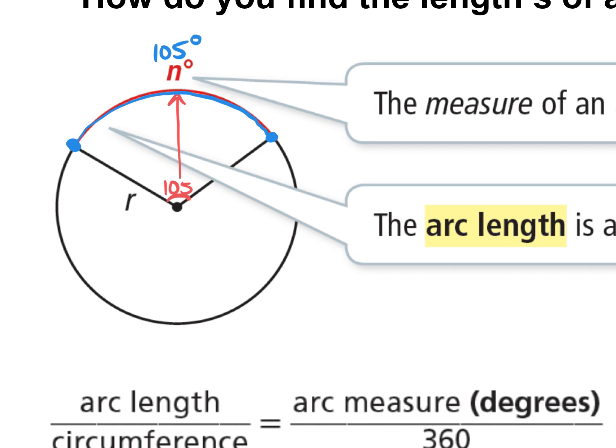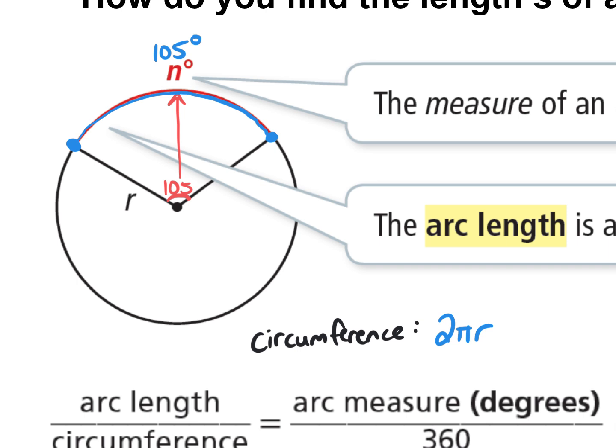Does anyone know how to find the distance around the circle? First of all, what's that called? Circumference. Write that down off to the side of example 4. Does anyone know the formula for circumference? Close. That's area. It is something with pi. The circumference formula is 2 pi times the radius. Circumference basically means the perimeter of the circle. It's the distance around the circle.